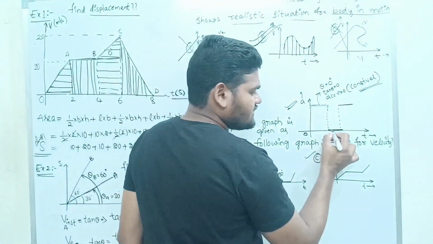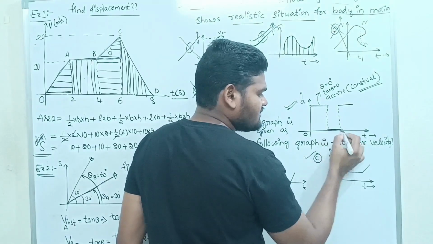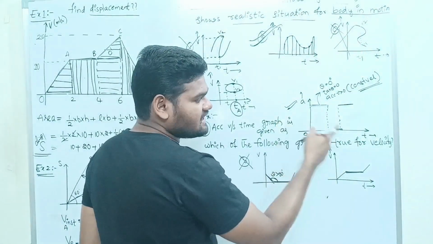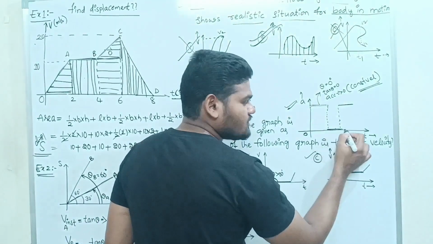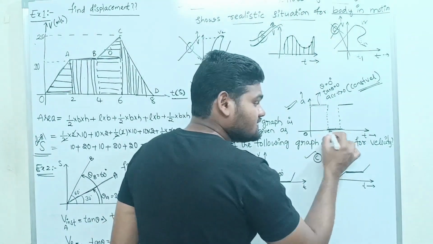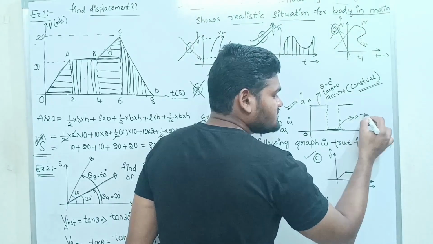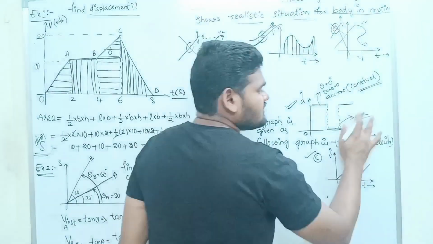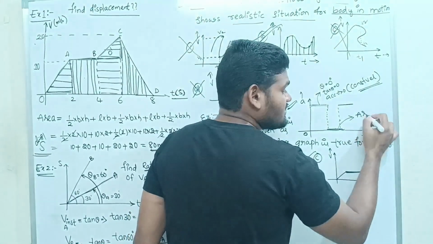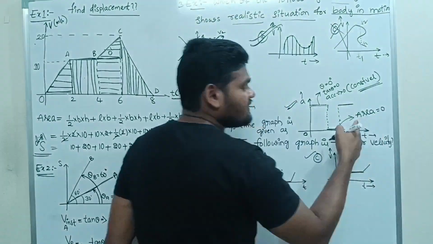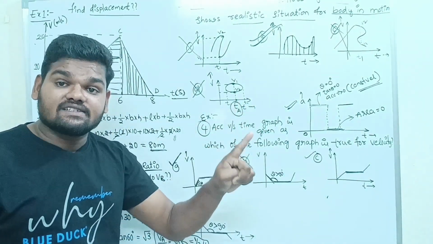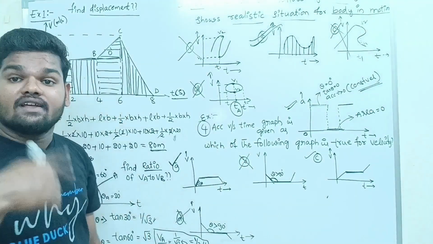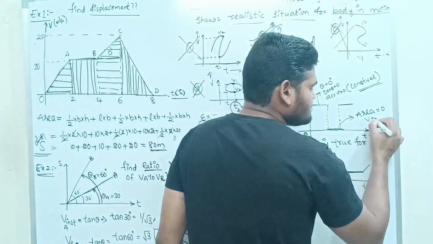So if you come to here, in this part, the area covered by the acceleration versus time graph, the area covered by this slope, is equal to how much? 0. The area covered by the a-t graph is equal to 0. Then the velocity of the object is 0.